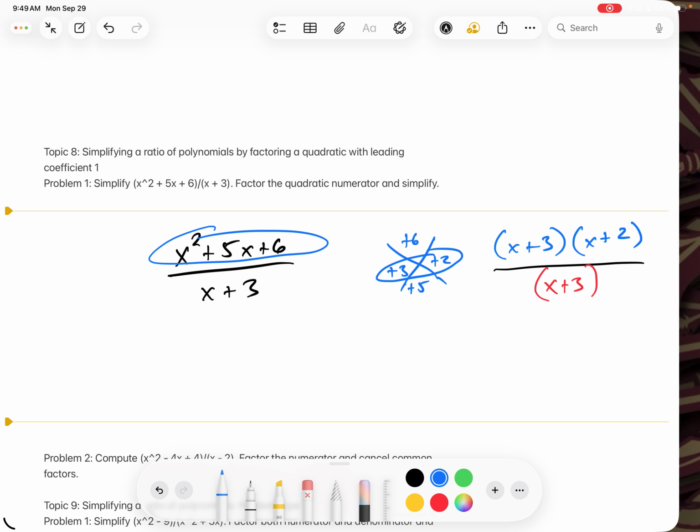So I simplified the top. The bottom I can't really simplify, so I just rewrite it. But once you do that, something will probably cancel out. And my answer is just x plus 2. So I had an x plus 3 on top and an x plus 3 on the bottom. They cancel out, and I get x plus 2.